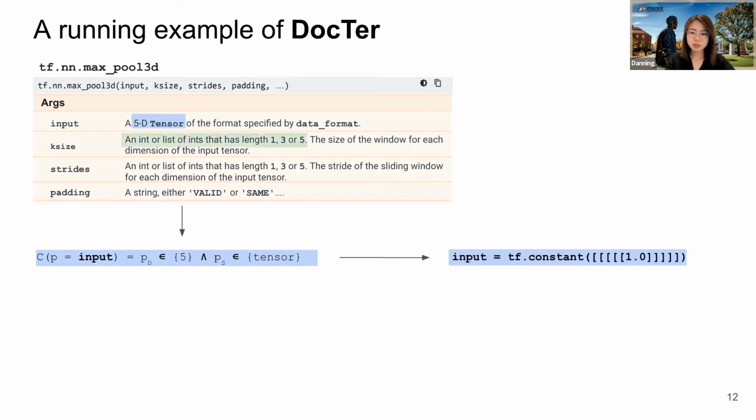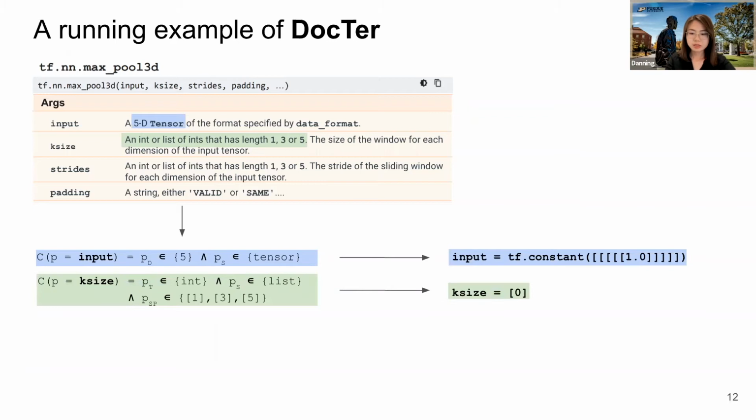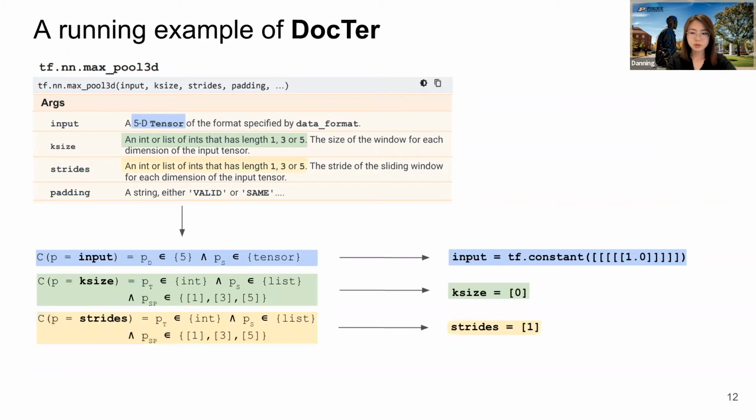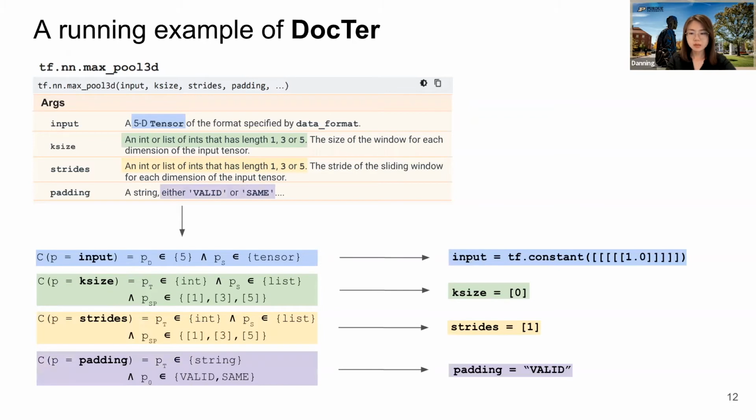Parameter ksize should be an integer or a list of integers that has length 1, 3, or 5. We extract the constraints and generate ksize as a list of length 1 with only one element 0. We do the similar thing for parameter strides. Lastly, for parameter padding, according to the document, it has to be either valid or same. We extract the constraints and generate valid for padding. Finally, DocTer calls the API with these input parameter values. This particular input will trigger a floating point exception crash in TensorFlow.